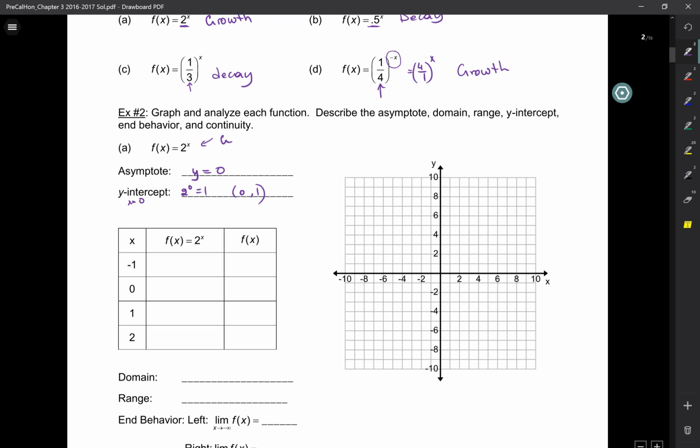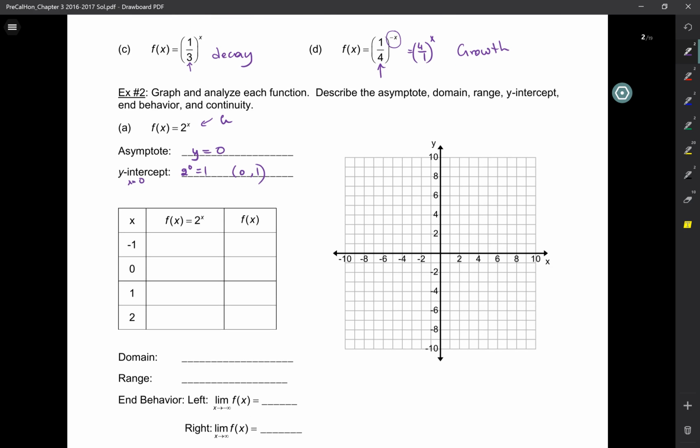To graph a function that is growth, I pick certain x values, and the values that I pick are negative 1, 0, 1, and 2. I always pick these values because values less than negative 1 will give an answer that is too tiny, and greater than 2 will give answers that are way too big. So let's go ahead and plug these in.